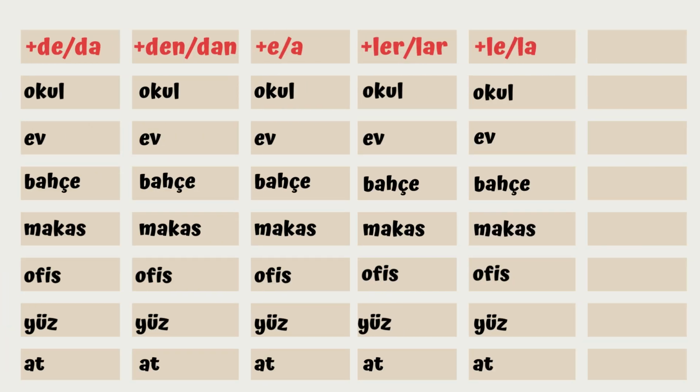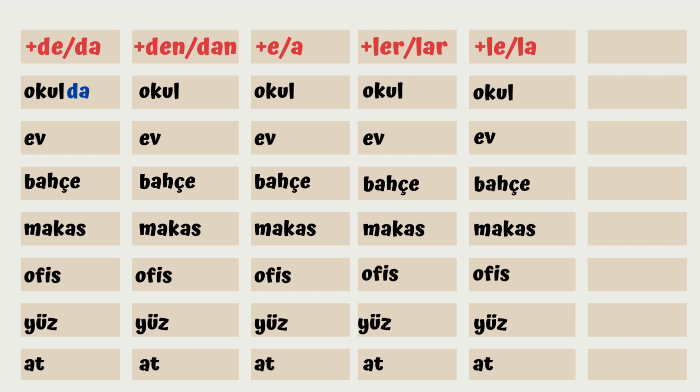So let's practice. I'm going to give you some words and then you're going to add the correct ending. Okay, do you see that? So we have okul, ev, bahçe, makas, ofis, yüz, and at. So you're going to add de/da, den/dan, e/a, ler/lar, and le/la. So I'm going to give you some time. You can pause here if you want to, but I'm going to give you the answers in a second. Okay, are you ready? Let's start.